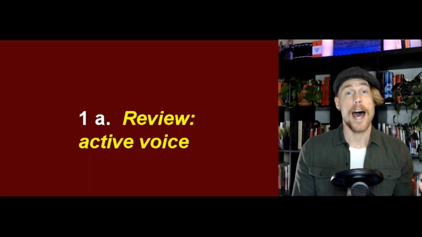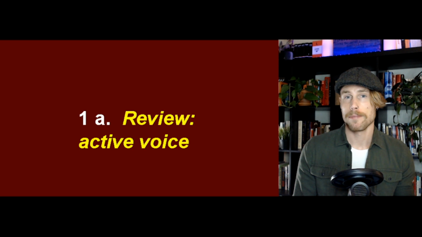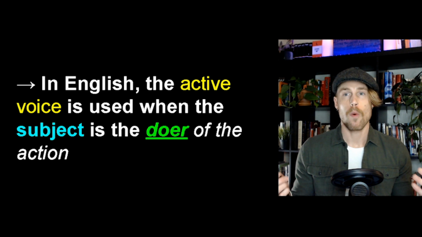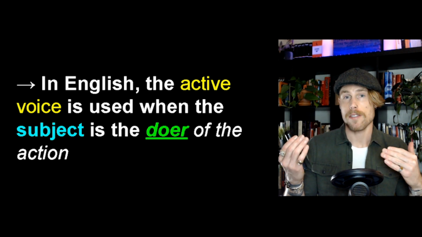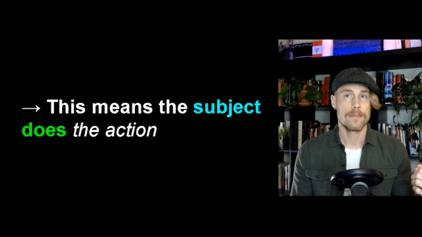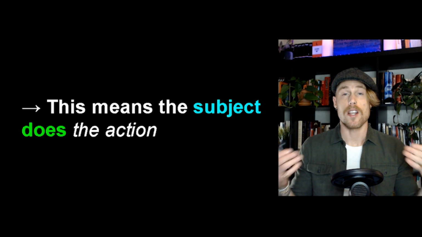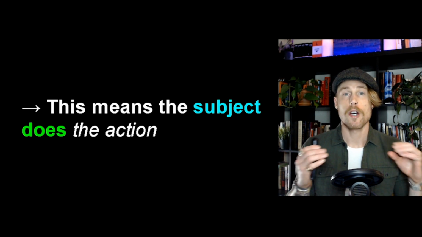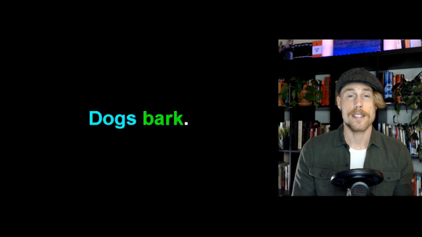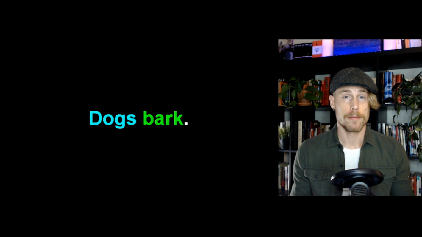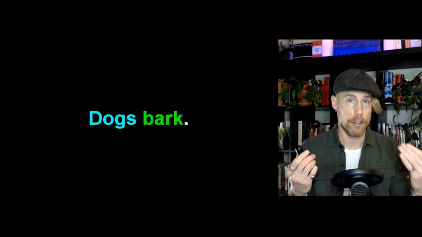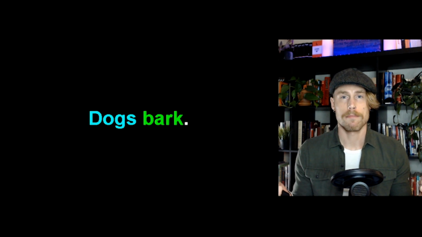Let's talk about active voice first. In English, the active voice is used when the subject is the doer of the action. This means the subject does the action, the subject performs the action. For example, dogs bark. Subject, verb. Who barks? Dogs.